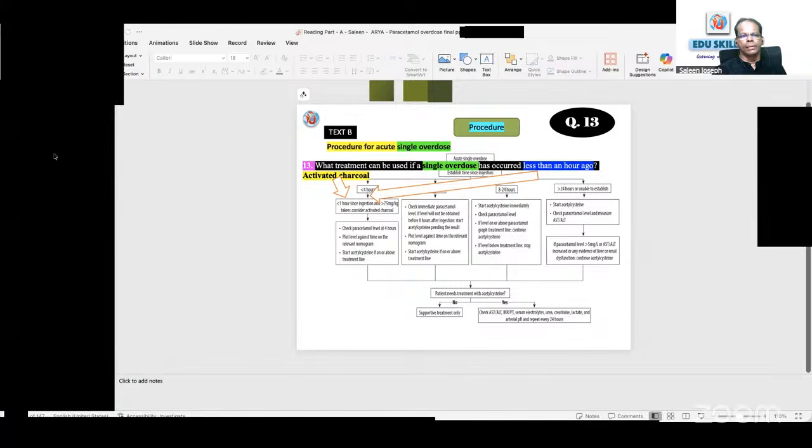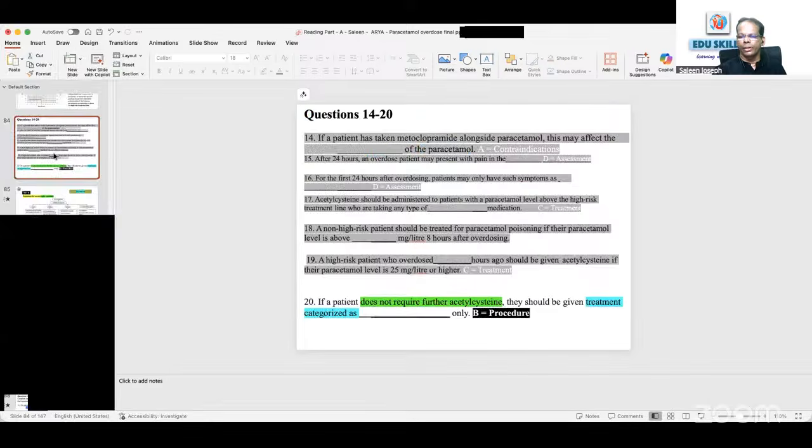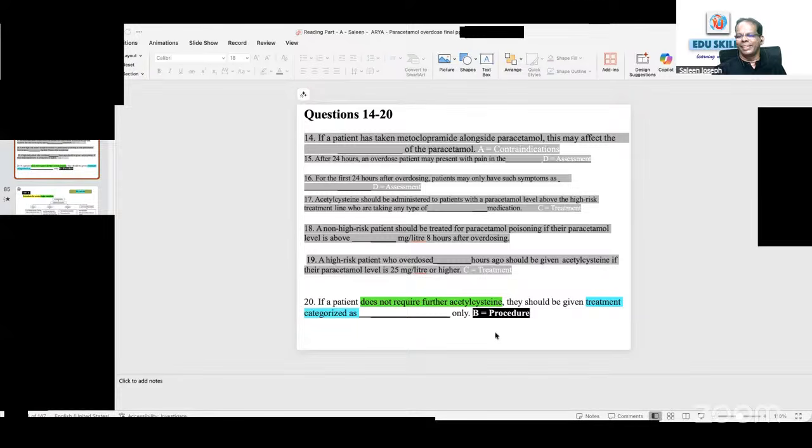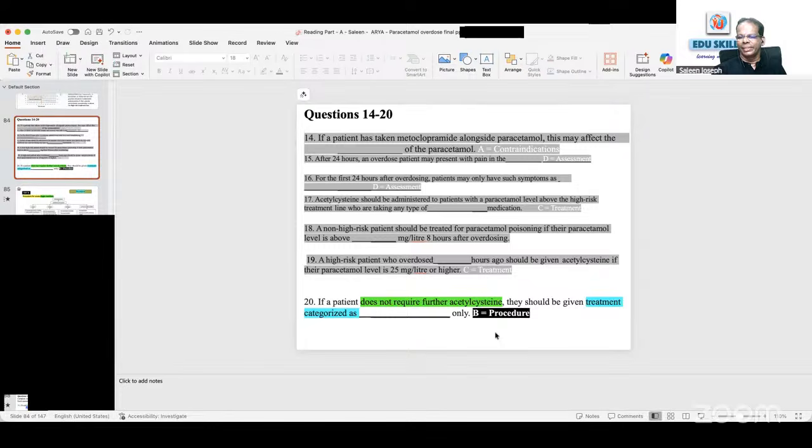20th. If a patient does not require further, I will have to learn that. Still, tell me how is it pronounced? Acetylcysteine. Acetylcysteine. Okay, acetylcysteine. They should be given treatment categorized as dash only.